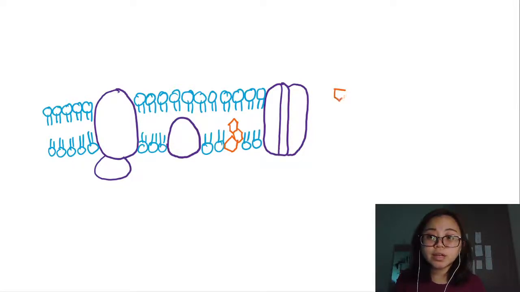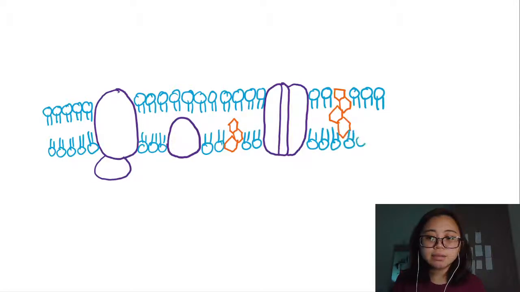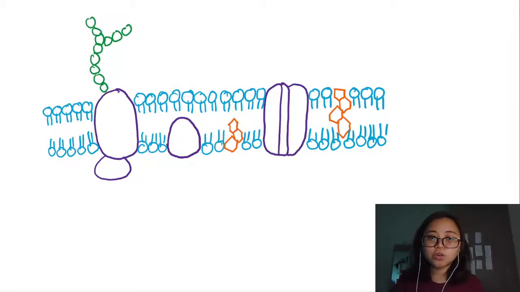I want to add another cholesterol, so I draw another cholesterol here. I add the lipids, and lipid. Okay. Something else I want to add is the carbohydrate chain or the oligosaccharides. So I draw one carbohydrate chain attached to a protein and one carbohydrate chain attached to a lipid. Now I'm going to label everything.